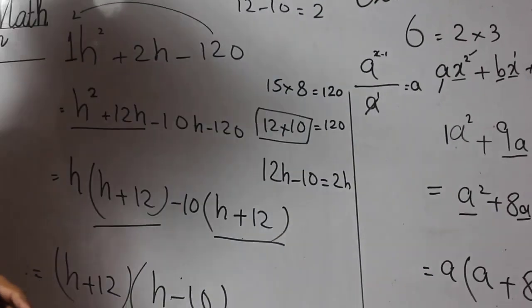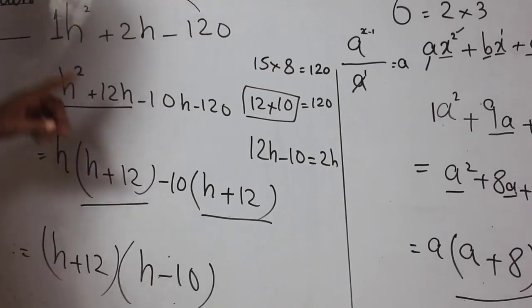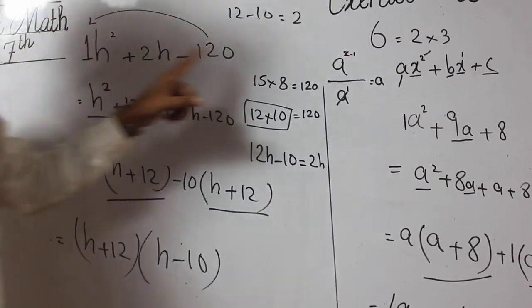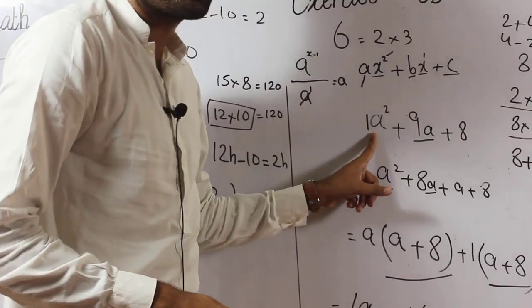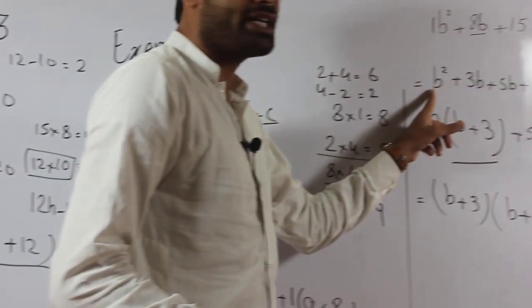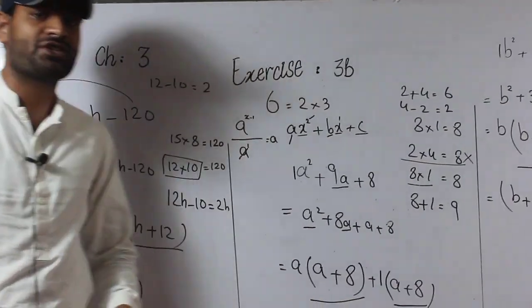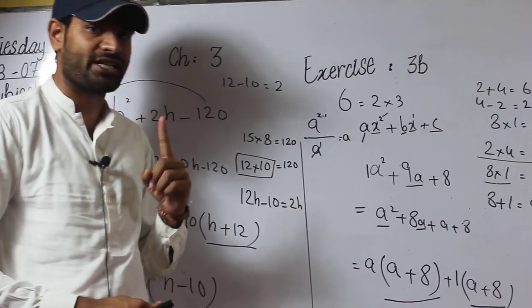Today we only solve expressions in which the highest power's coefficient is 1. Here the coefficient is 1, here also 1, here also 1. Today we only make factors of quadratic expressions whose highest power has coefficient 1.